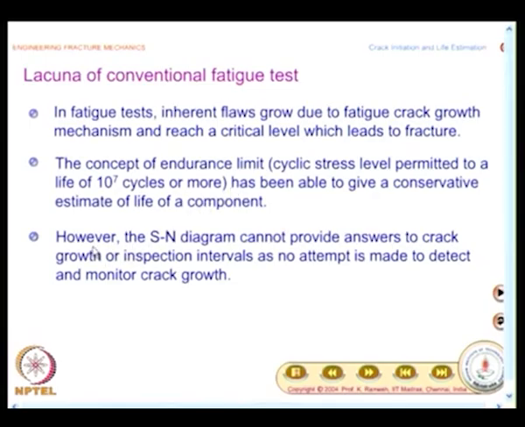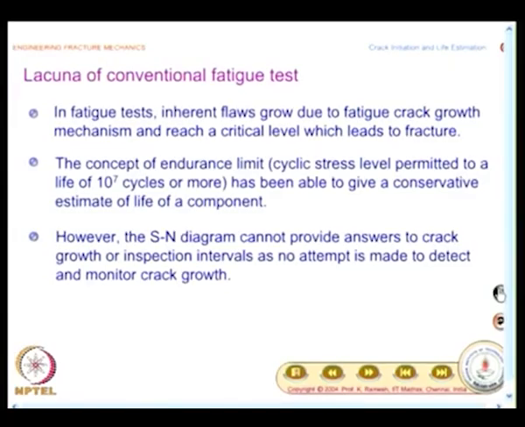What you have to note is the SN diagram cannot provide answers to crack growth or inspection intervals, as no attempt is made to detect and monitor crack growth. So, this is very important. You will know for a given stress level which is cyclically varying, what is the expected life, because that is the only information you are collecting. If you have a crack, when you apply the cyclical load, what is the remaining period of life, you do not have knowledge from a fatigue test, because such information is not recorded at all.